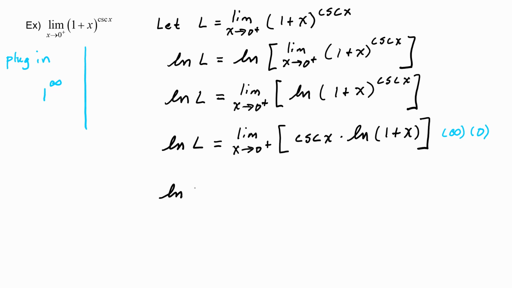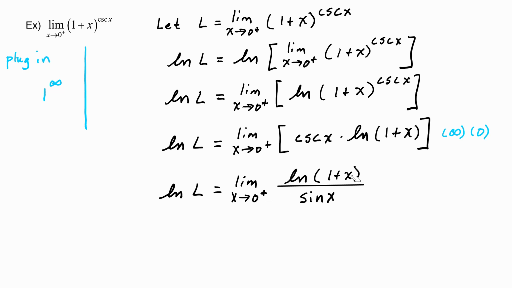We have natural log of L on the left equals the limit as x goes to 0 from the right. We are going to create a rational expression. In the numerator, we will leave that natural log of 1 plus x, and we will move cosecant into the denominator, which means it becomes sine. We know that cosecant of x is the same as 1 over the sine of x.